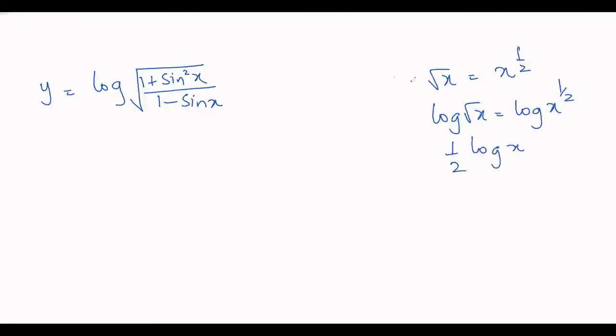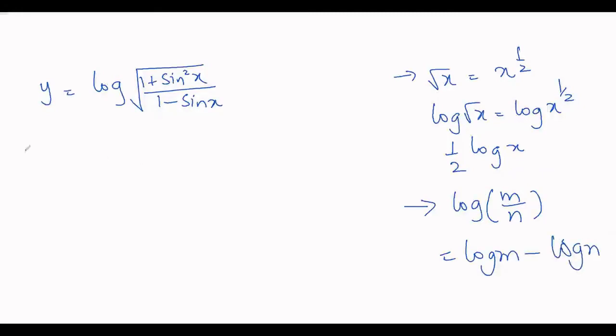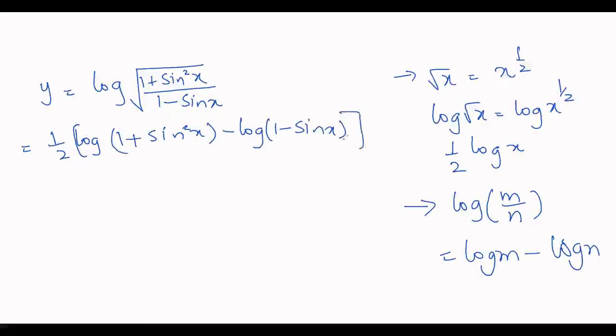Another property that you can apply here is log of m by n, which is equal to log m minus log n. So therefore, I'll rewrite this as half log of one plus sine squared x minus log of 1 minus sine x. So I've applied both these properties and now I can simplify y in this manner. Now that this is y, let me start differentiating.